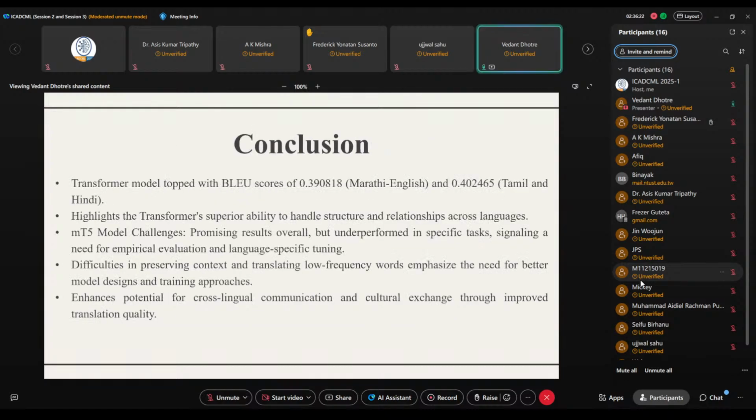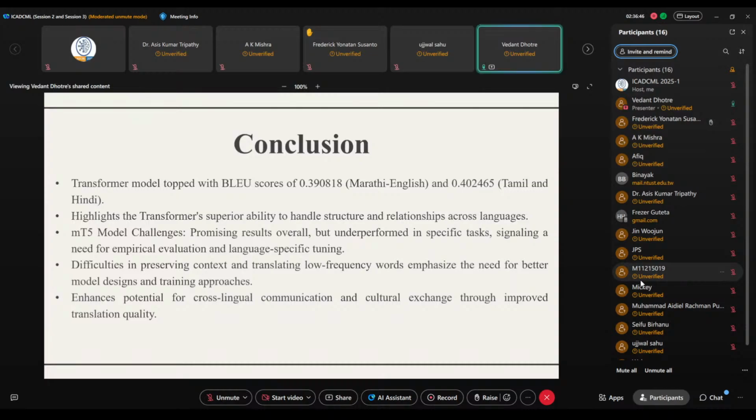So finally, to conclude, the transformer model gave us a BLEU score of 0.39 in terms of Marathi to English translation, along with 0.4 in a further low resource language pair of Tamil to Hindi. Now, what this does is it highlights the transformer's ability to handle the structure and relationship across different languages.